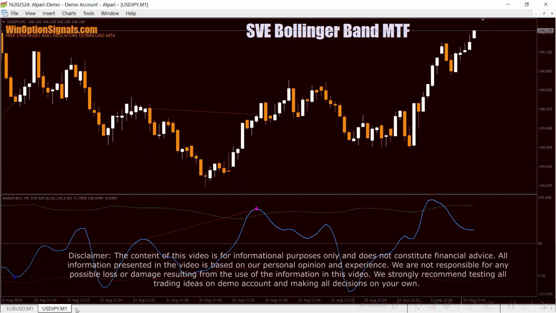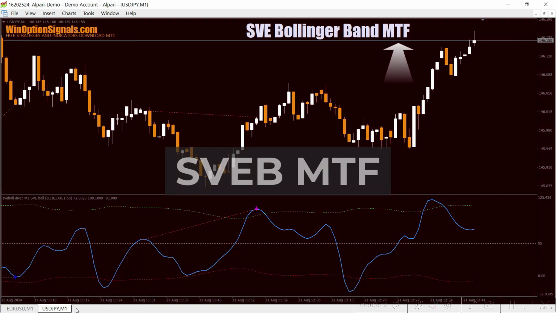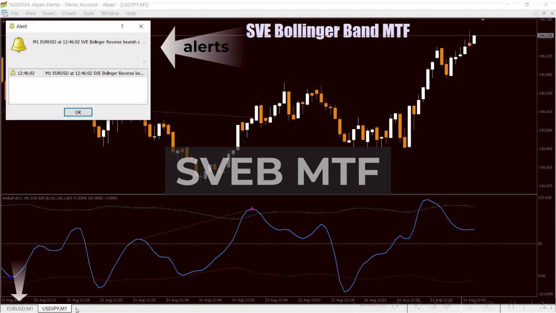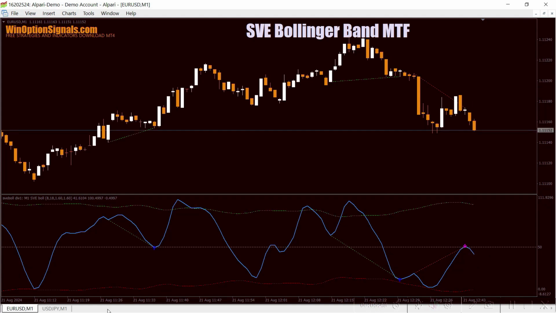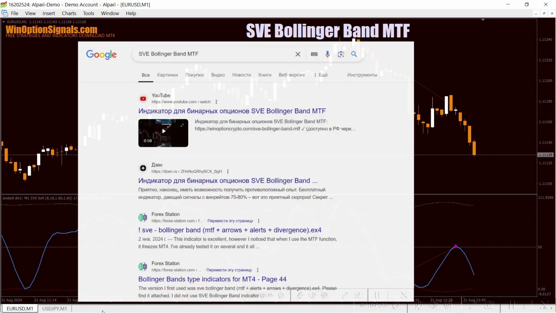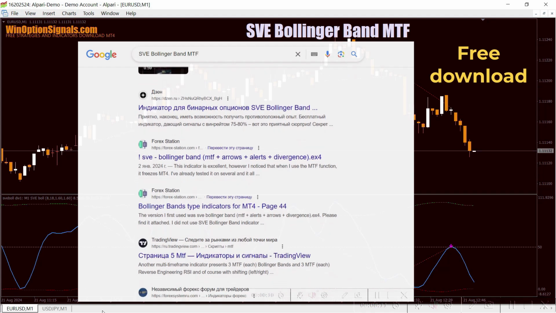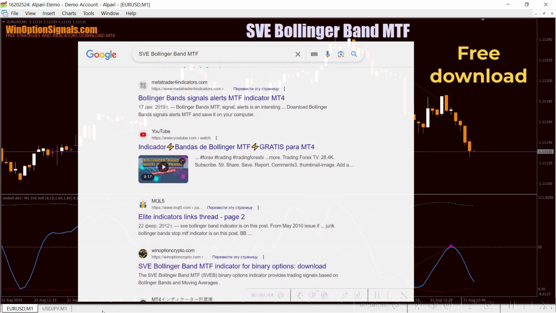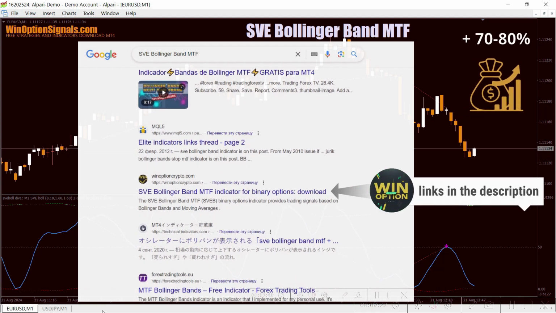The SVE Bollinger Band MTF Binary Options Indicator, or SVEB for short, provides trading signals based on Bollinger Bands and moving averages. Using it in trading is extremely simple, and even inexperienced traders will be able to apply a strategy based on it without any problems. Interestingly, this indicator is distributed online for free. But some traders claim that with proper configuration, it can provide signals with a win rate of 70 to 80%. Well, let's get to know it better.